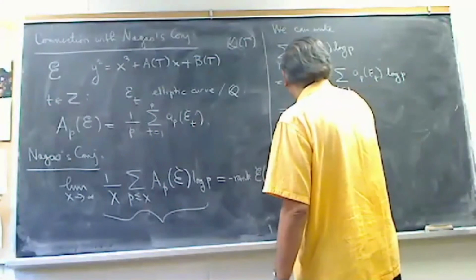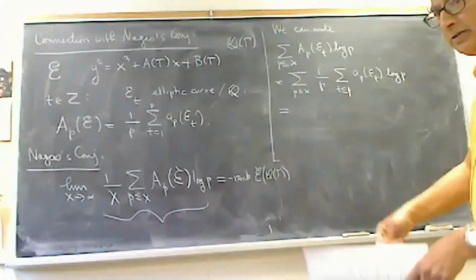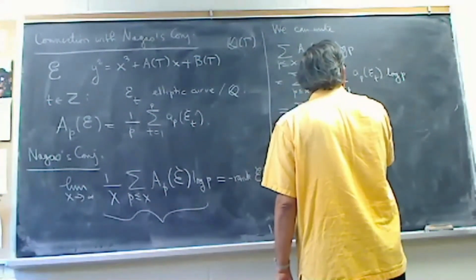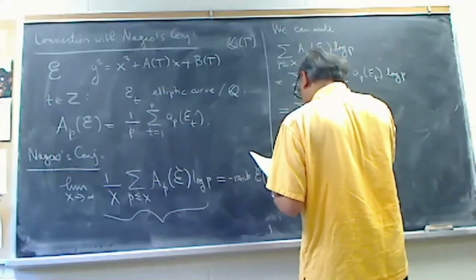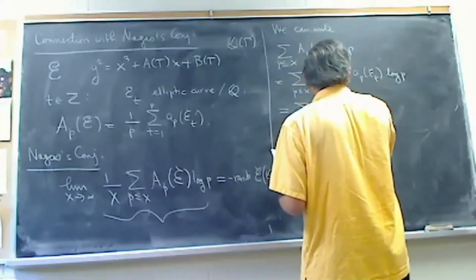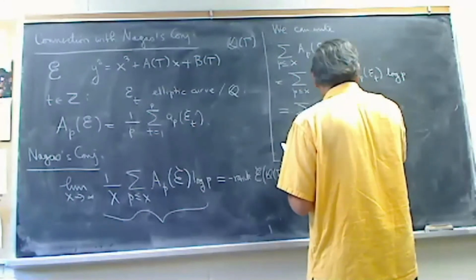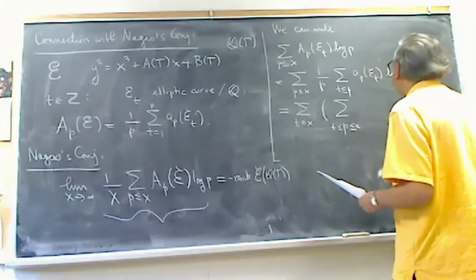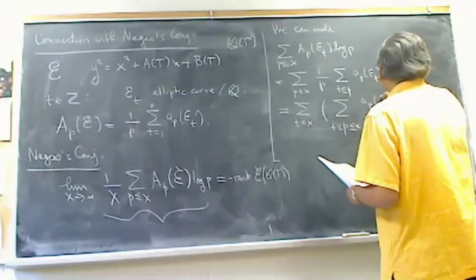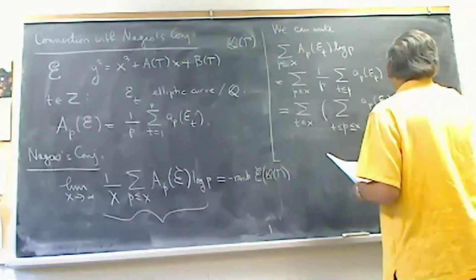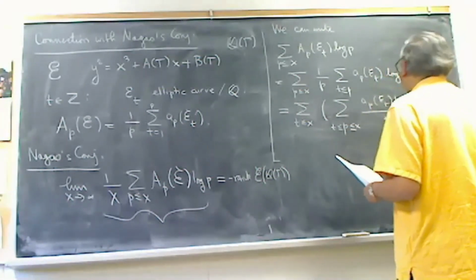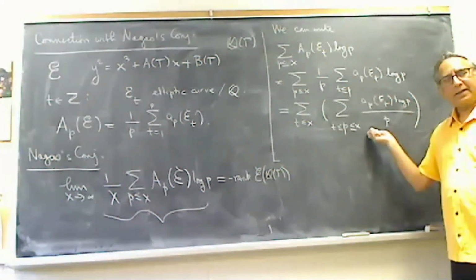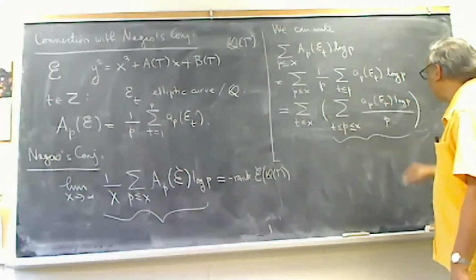And as is customary in mathematics, when you have two sums, you interchange. And so this is the summation over t less than x, and then inside we have a summation over p, where p is bigger than t and less than x. So you have a sub p of e sub t, log p over p. Hey, this is looking like the kind of sum we just finished analyzing. So this is similar to what we've just been analyzing.